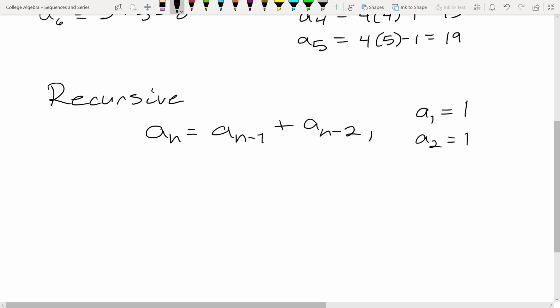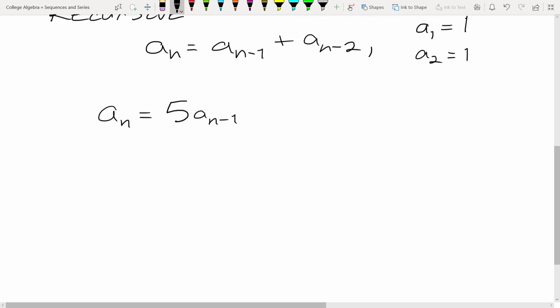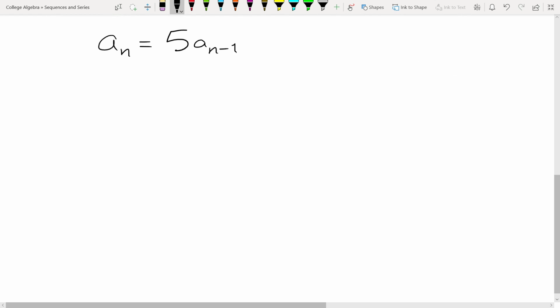Let's look at a different recursive sequence and see how it works. So here I have this recursive sequence given, where we take 5 times the previous term. We also have given to us that a1 equals 2, and that this is only for n greater than 1. Normally we only allow n to be greater than 1. Sometimes we allow n to be 0. That's a topic for another time.